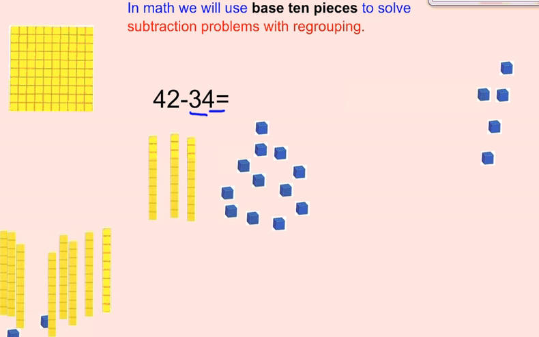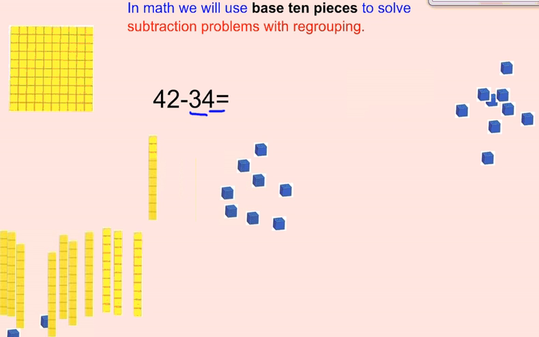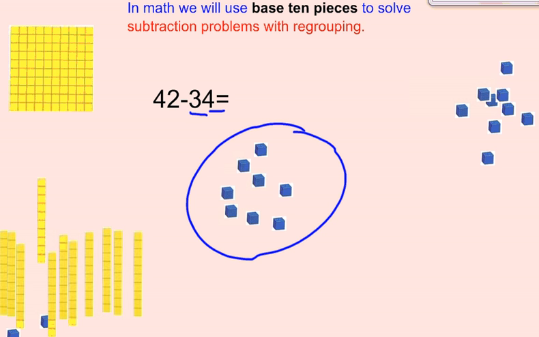So now they can start with their 1s, and they can subtract 4 1s, because they're subtracting 34. 1, 2, 3, and 4, and now they can subtract their 3 10s. 10, 20, and 30. Their difference is 1, 2, 3, 4, 5, 6, 7, and 8. 42 take away 34 is 8.